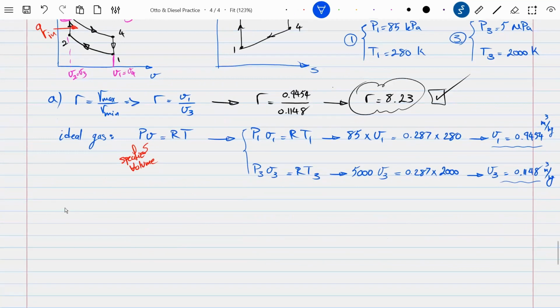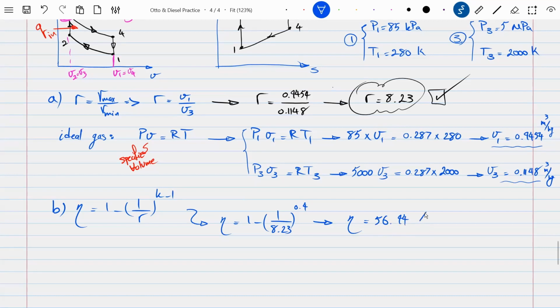Now for part B, we are asked to find the efficiency. So the efficiency is 1 minus 1 over R raised to K minus 1. For us, that is 1 minus 1 over 8.23 raised to 0.4. Efficiency is 56.94%.